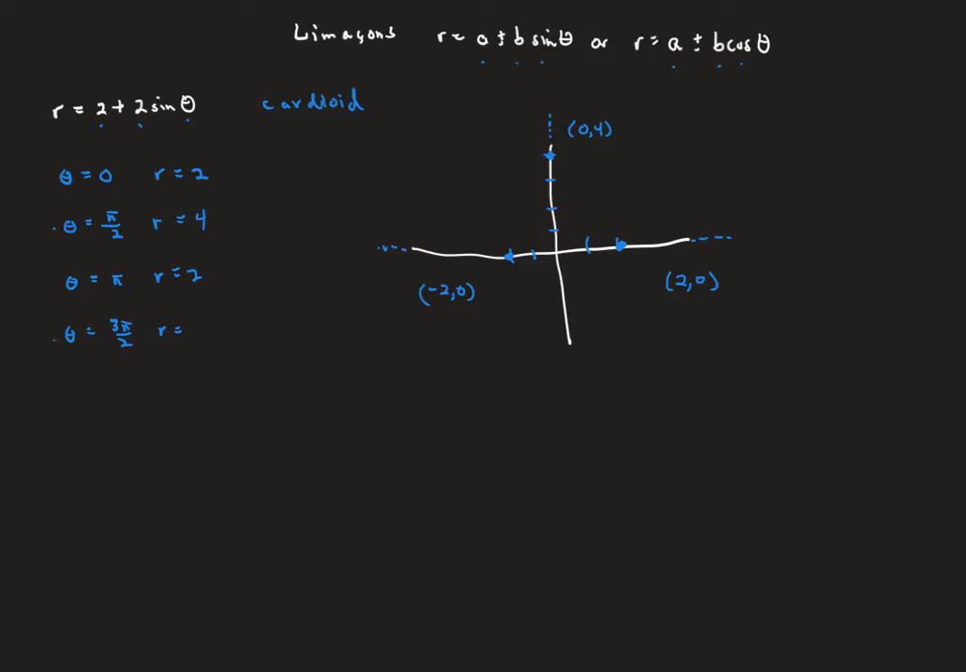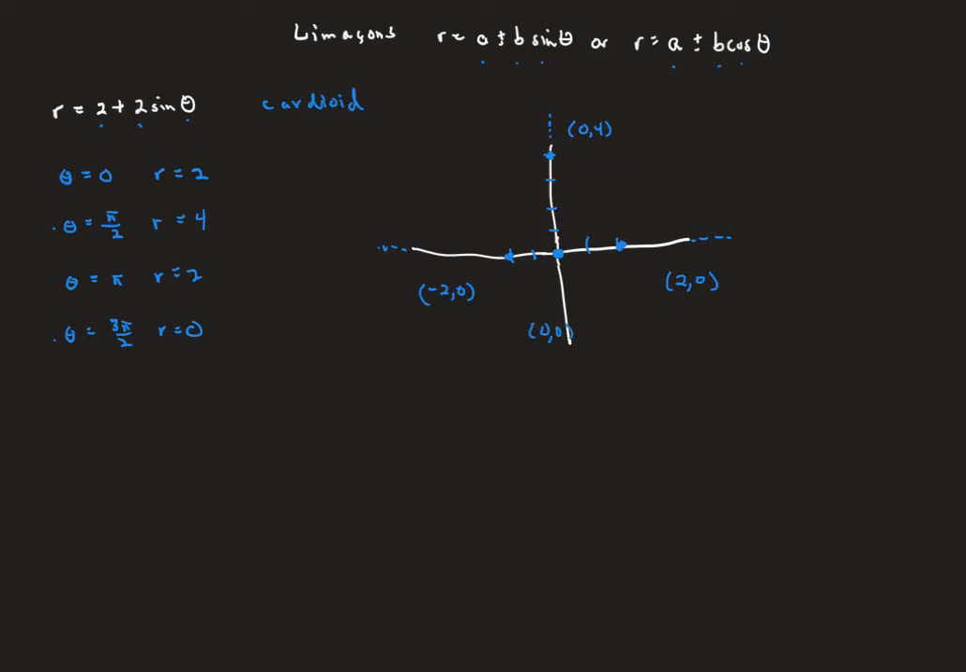And finally, at theta equals 3 pi over 2, sine of 3 pi over 2 is negative 1. Negative 1 times 2 is negative 2, plus 2 gives us r equal to 0. Whoops, I accidentally erased my axis. Let me redraw it. And so that's going to put us right at the pole or the origin, and so that's the point 0, 0.